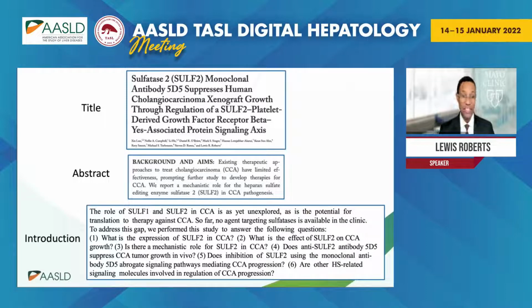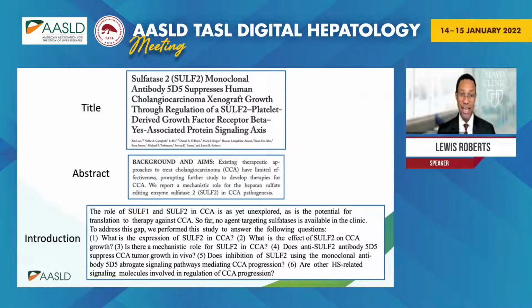Then we go to the end of the introduction, and we see there more detail. The role of SULF1, that's sulfatase 1, and SULF2, sulfatase 2, in cholangiocarcinoma is as yet unexplored, as is the potential for translation to therapy against cholangiocarcinoma. So far, no agent targeting sulfatases is available in the clinic. And to address this gap, we performed this study in order to answer the following questions. Then they list specifically 6 questions about their study.